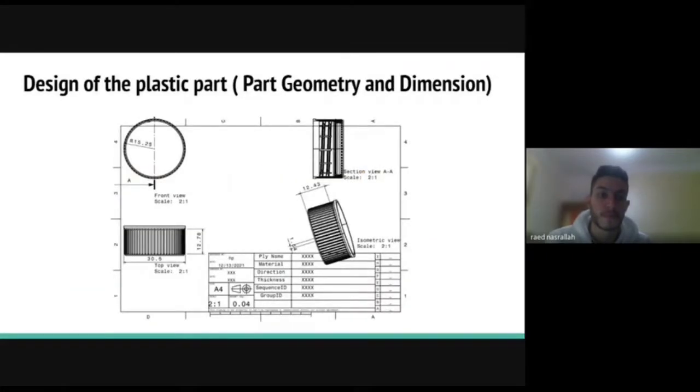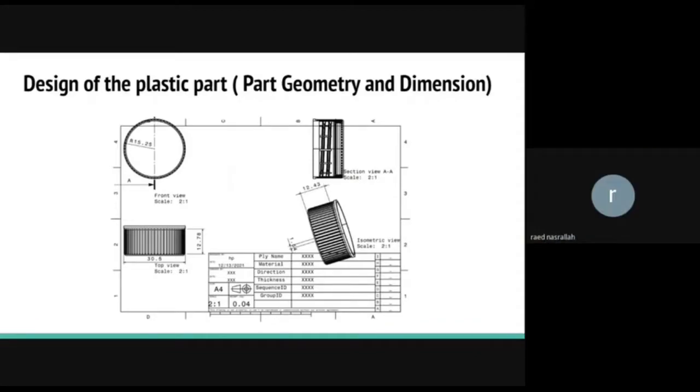Okay, so for the design of the plastic part, the design that we chose was the bottle cap. The bottle cap is a plastic lid that is used to contain fluid in a bottle while at the same time being an opening for the liquid to escape. It is a round cap with ridges on the outside surface to create more grip for the holder, so it can be opened and closed easily.